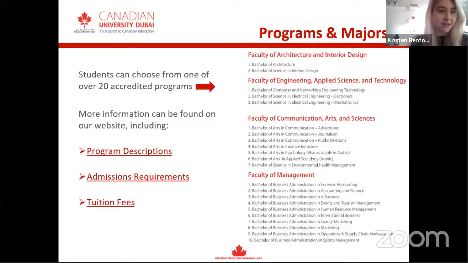Faculty of Management is our largest faculty, so you can see the list of different majors. For the first 2 years, the students do fairly similar courses, but it's the last 3 and 4 years where you'll really specialize, as we say.